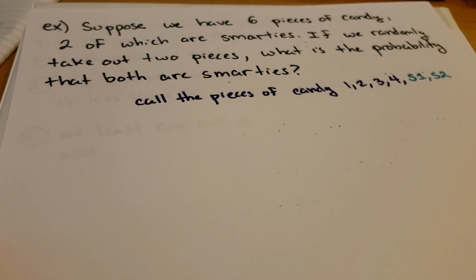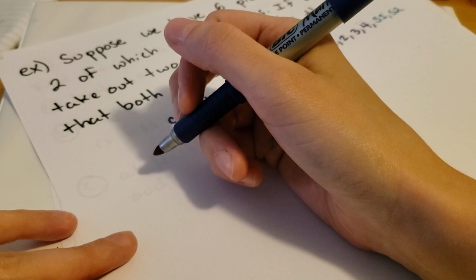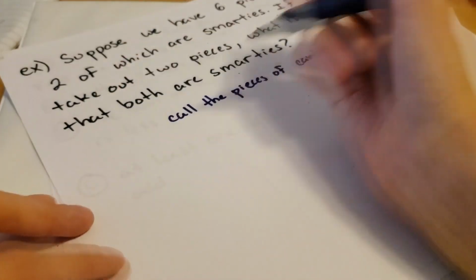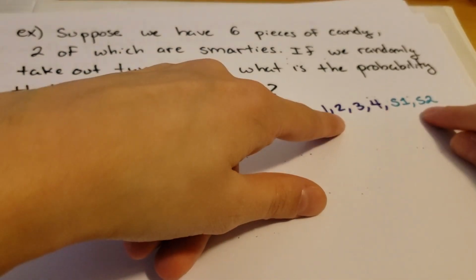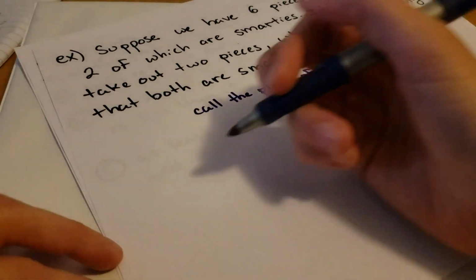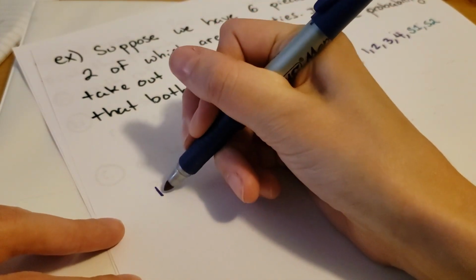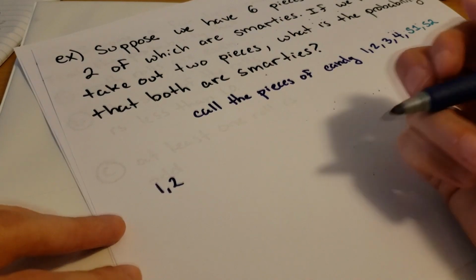There's a couple of different ways that we could construct this sample space. So first we'll do it where we're taking them out in groups. So we'll think about what pieces of candy we could take out. So we could take out any 2 of these at the same time. So first let's say we're taking out the first piece and the second piece, right? That's one grouping that we could take out.